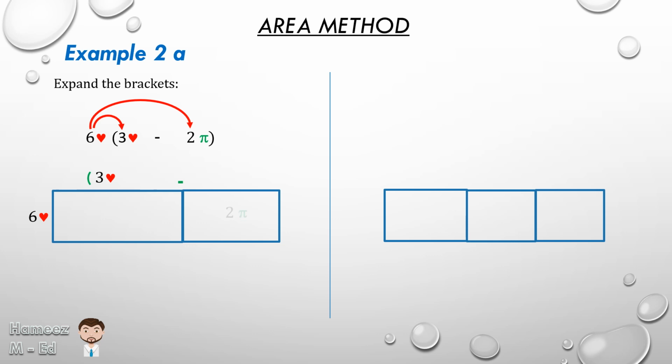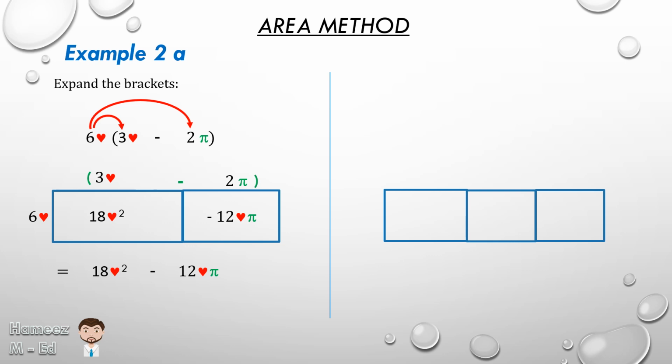So 6 halves times 3 halves will give us 18 halves squared. And if we multiply the second one, 6 2s are 12 half pi. So the question is complete. So we get 18 half squared minus 12 half pi.